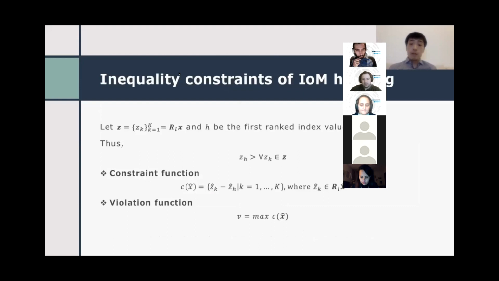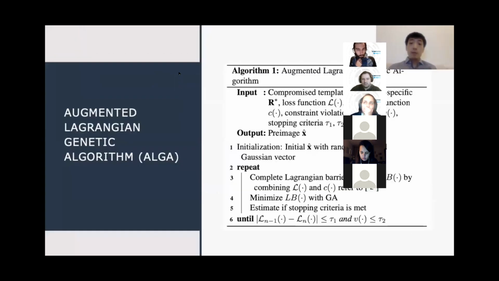In this slide, this is how we establish the inequality constraint of LM hashing. Inspired by the ranking property, we identified that the Z with index value equal to H is the maximum value in the vector, so we built the inequalities for this reason. For different cancellable biometric schemes, such as BioHashing, we need to identify different constraints respectively. At last, we use ALGA to search the pre-image.